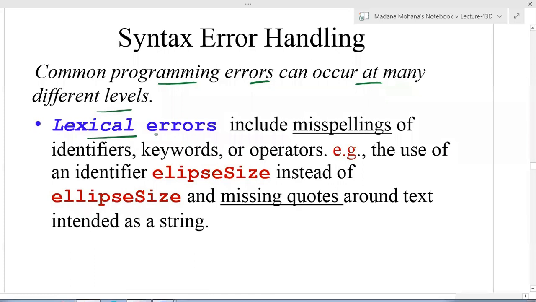The first one is called a lexical error, which we already covered in lexical analysis or scanner. Lexical errors include misspellings of identifiers, keywords, or operators. For example, the use of an identifier here, you can see ELIPSE size, instead of, actually, this is ellipse size. Here this is misspelled, and missing quotes around text instead of a string. So these types of errors are called lexical errors. Those are all handled using lexical error handling.